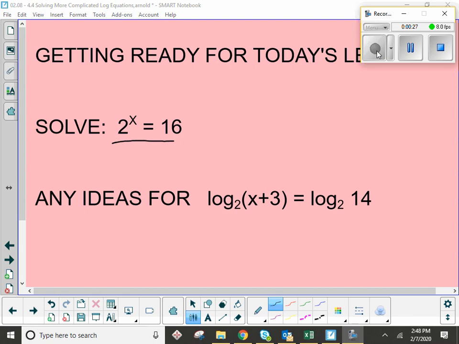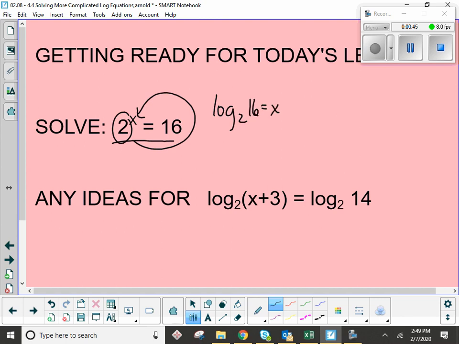So let's say you're looking at this problem and you feel like it's an exponential and you can rewrite it as a log, to do lasso. You might try this. You'd say log base 2 of 16 equals x. And that's not really wrong, but it's not a great answer because what does log base 2 of 16 mean? It's not easily accessible to your brain.